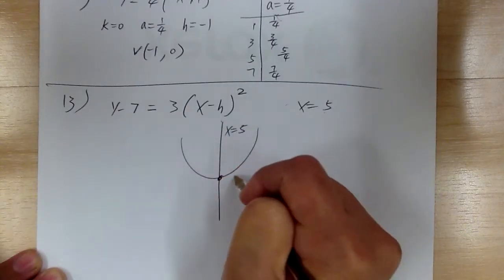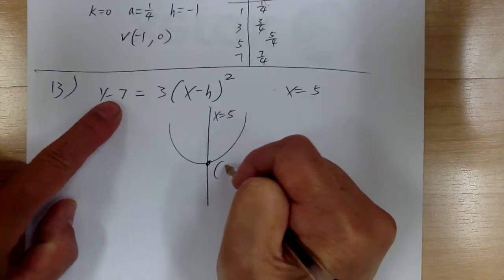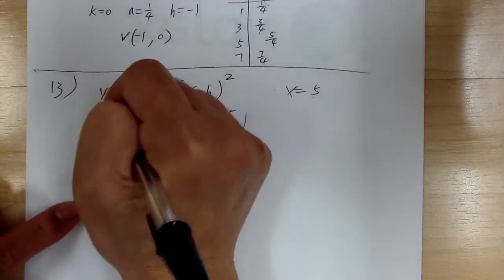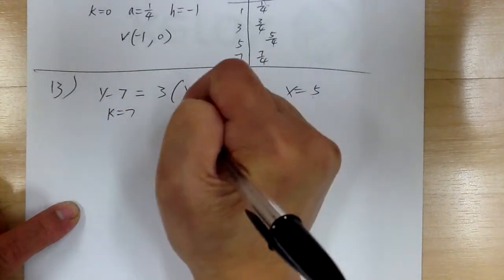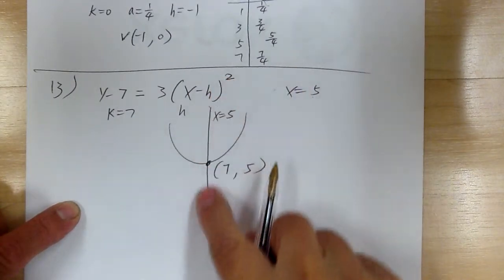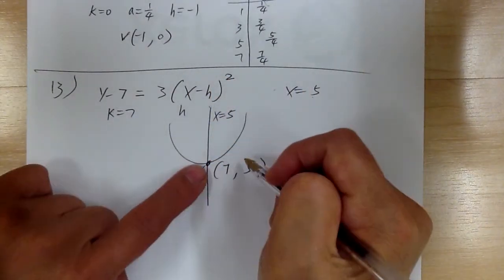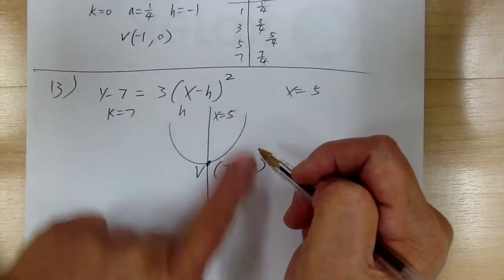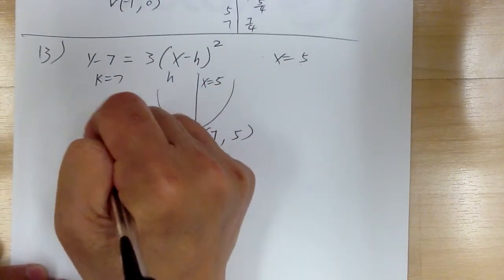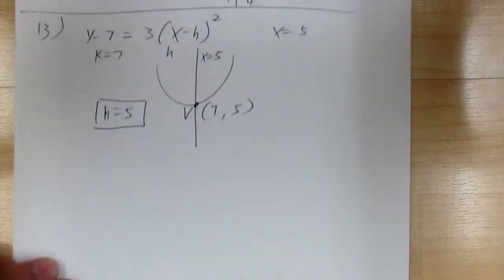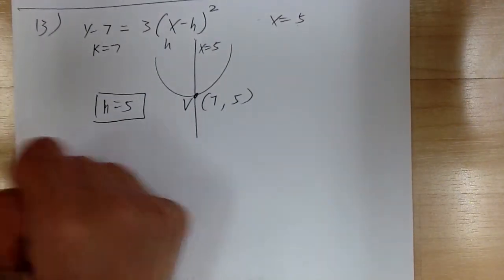So from this point, you know that it's going to be 7, 5, right? Because here's your k equal to 7, and here's your h. Again, since it goes through the vertex, so from here you can see that it had to be a 5. Therefore, h equal to 5, and that's it. Okay, let's go to number 15.